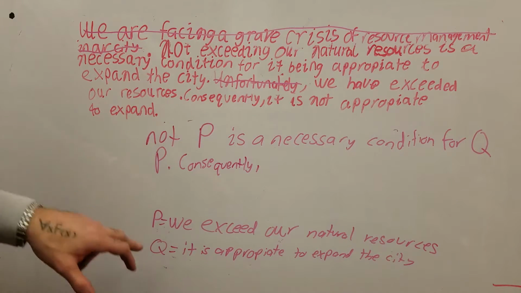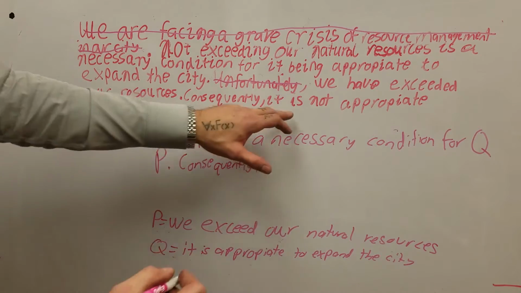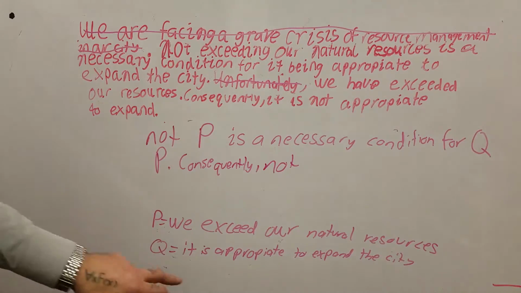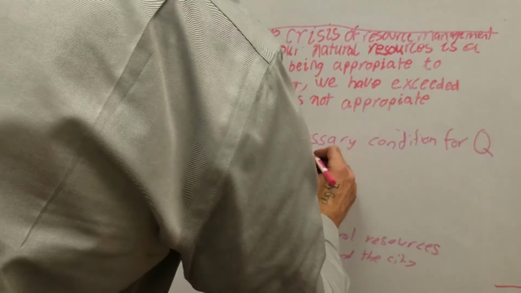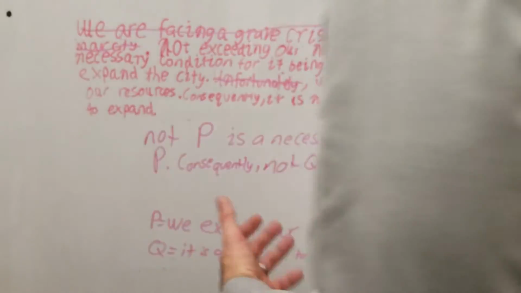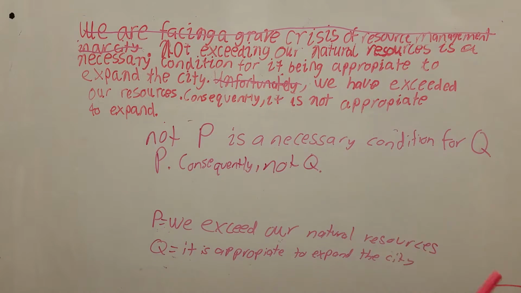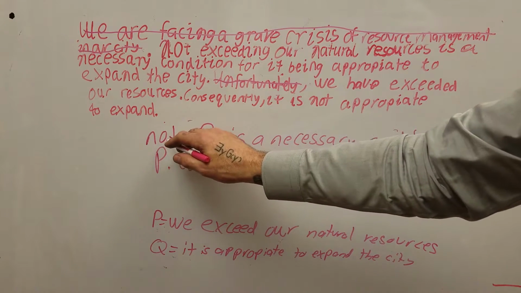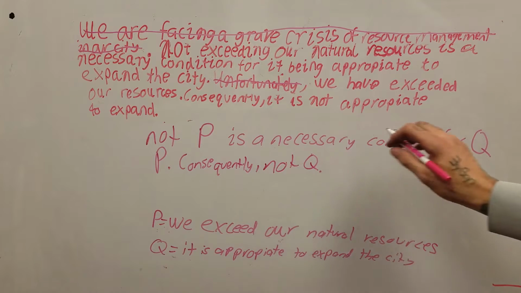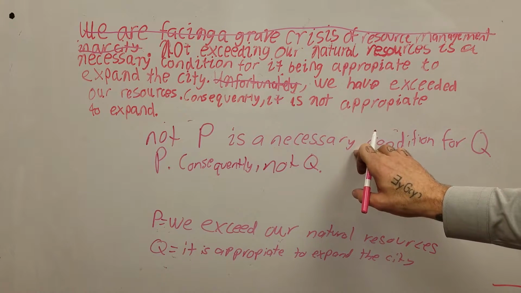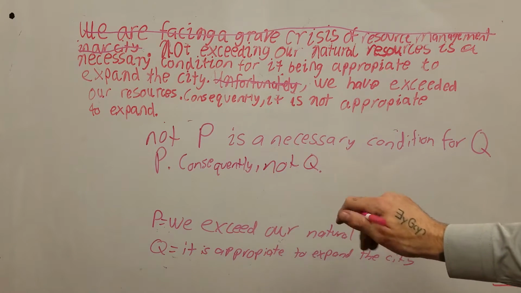It is not appropriate to expand, so not, and it is appropriate to expand, remember, is Q. So there we go. Not P is a necessary condition for Q. P, consequently not Q. Now what we need to do is go ahead and take these English language connectives off and replace them with sentential logic connectives and put this into standard form.